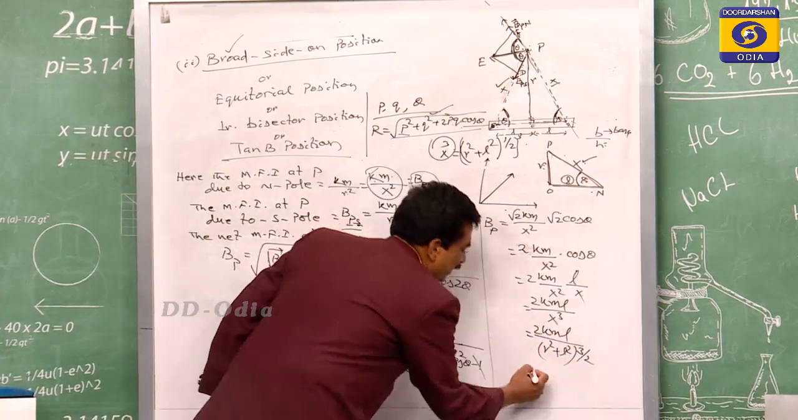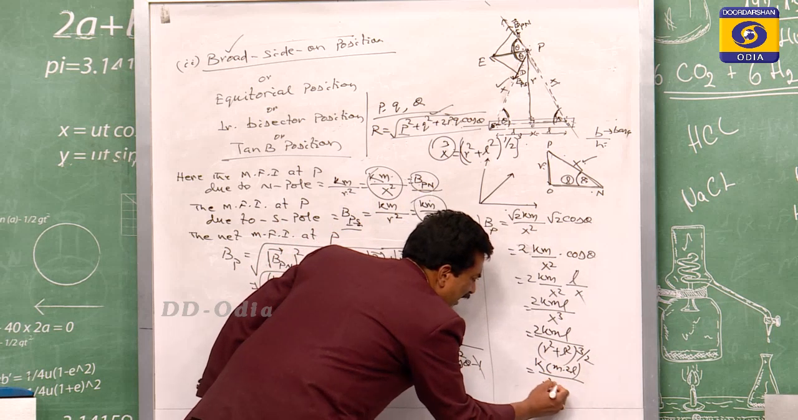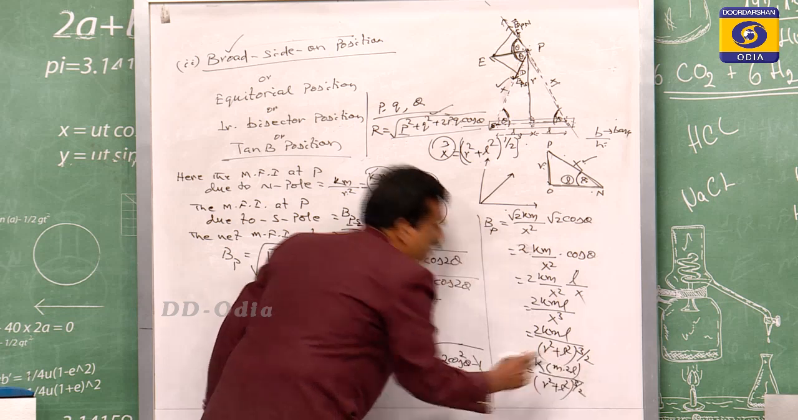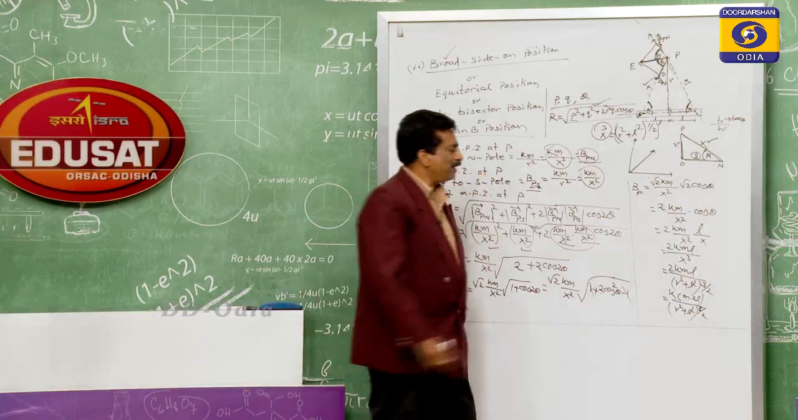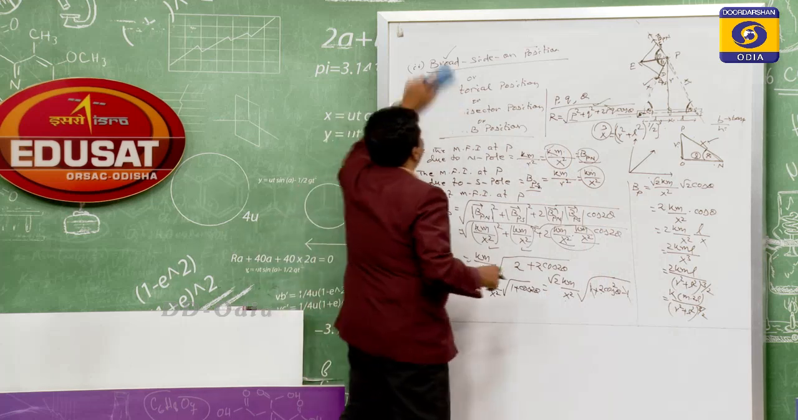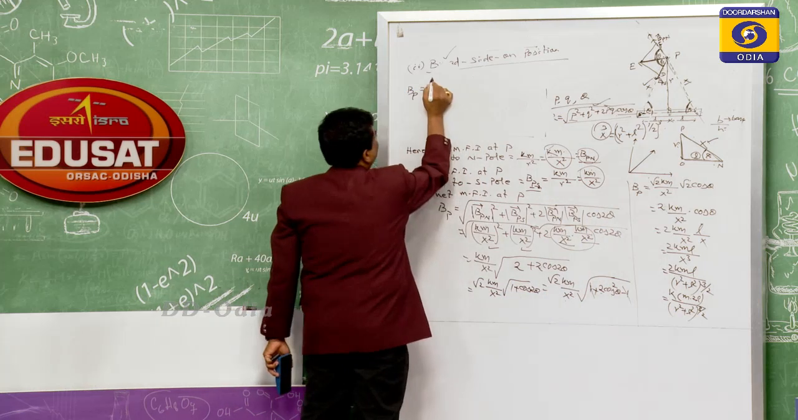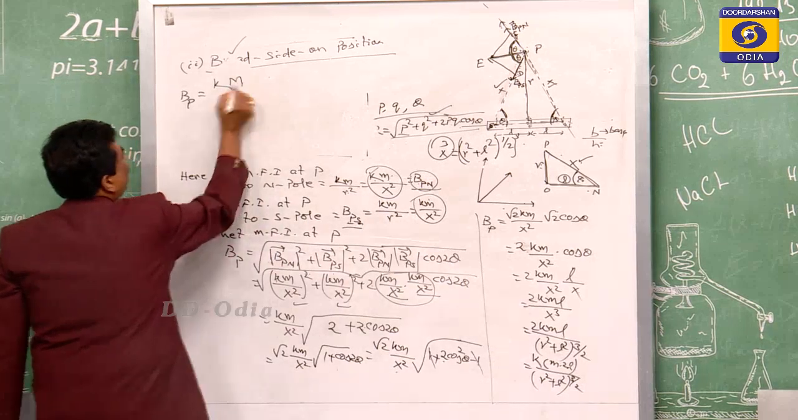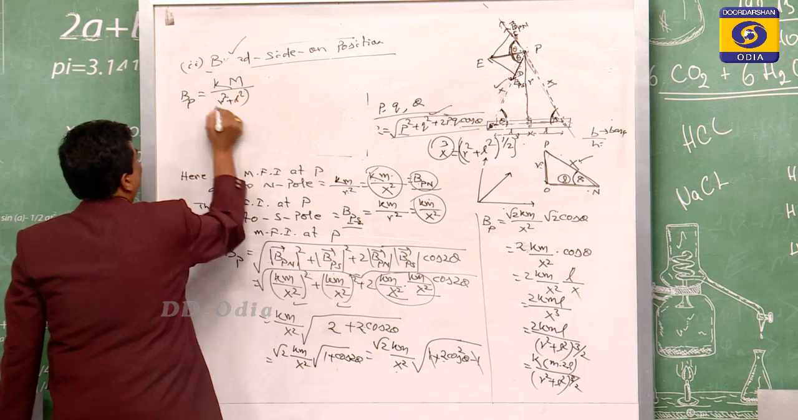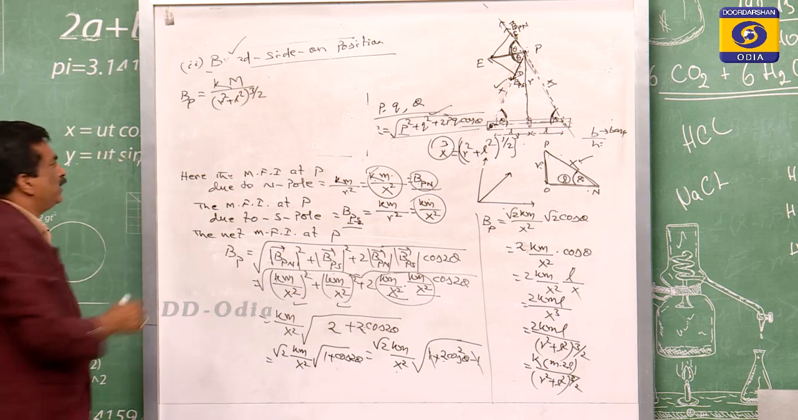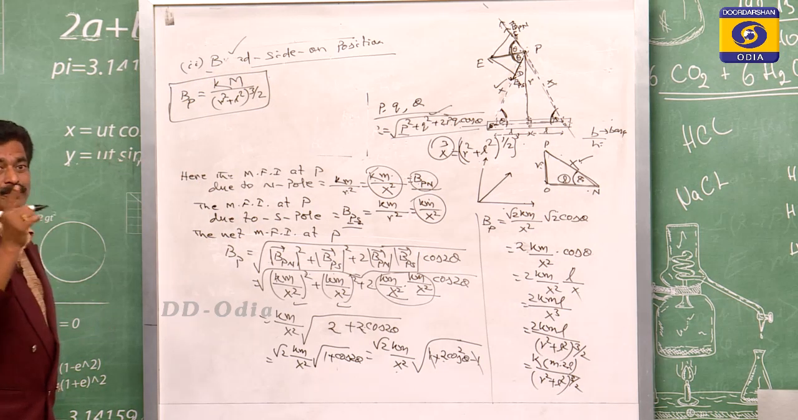If you rearrange this, it is equal to K m into 2L by (R square plus L square) to the power of 3 by 2. Here m into 2L is the dipole moment, which we write with the symbol capital M. So B_P will be K M by (R square plus L square) to the power of 3 by 2. This is the magnetic field intensity due to the dipole for its broadside on position.